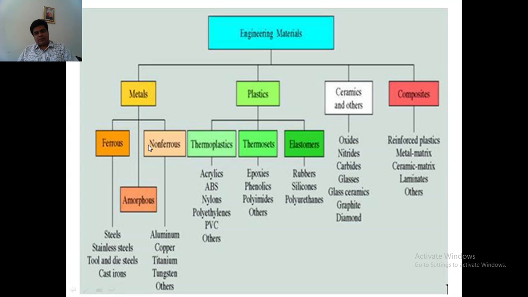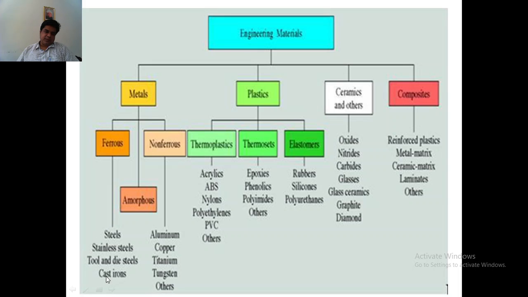Again, metals can be classified as ferrous and non-ferrous, all those things you know. Plastics can be classified as thermosets, thermoplastics or elastomers. And ceramics are basically oxides, nitrides and carbides of different base materials. Composites are made up of two types of materials. One is called the matrix, the other is called the reinforcement. But anyway, we will see about metals only here.